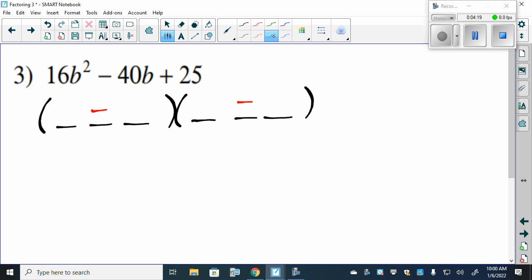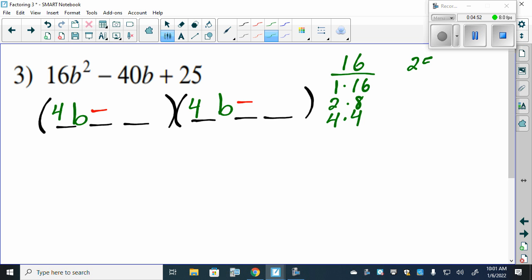Now we need to find the factors of the first and third term. Well, we do know that we will have b and b, because we have to split those apart like that. Now we need to find the factors of 16. 4 and 4. Which one do we want to use? 2 and 8. And with 25, 5 and 5, we can use 5 and 5.